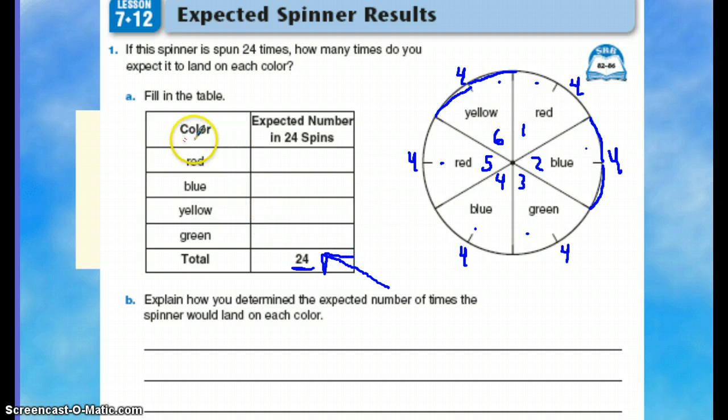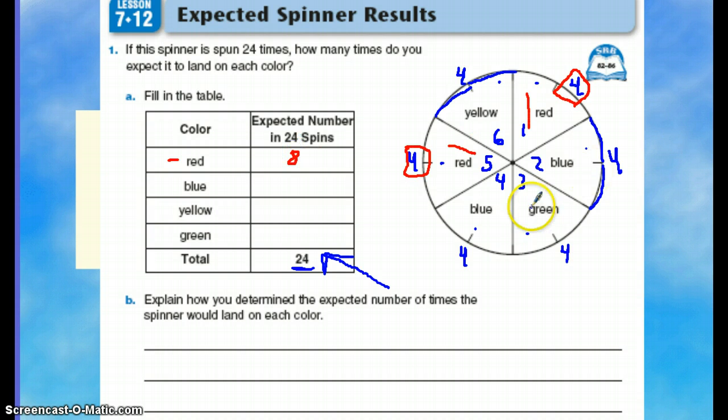Next it says, well, you've got the color red. How many would I expect it to land on red in 24 spins? Well, here's a red one, and it says that red one is worth 4. But here's another red one. So how many times will it land on one of these red pieces? A possibility of 8 times.